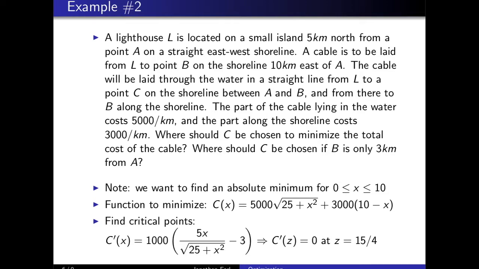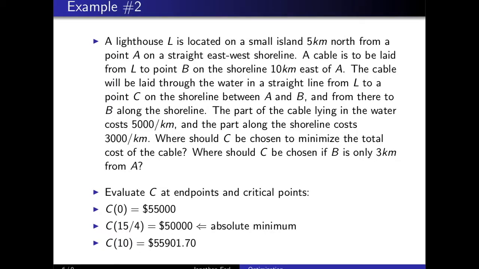If we want to find a critical point, glossing over the steps of how we get to our derivative, we'd be able to simplify down to 1,000 times 5x over the square root of 25 plus x squared, minus 3. And after some simplification, we'd find that we have a critical point of 15 over 4, so 3.75. From there, because we said we're looking to find an absolute minimum, we just need to evaluate our cost function C at the two endpoints, and also this critical point of 15/4, and whatever the smallest value we come up with will be our absolute minimum.